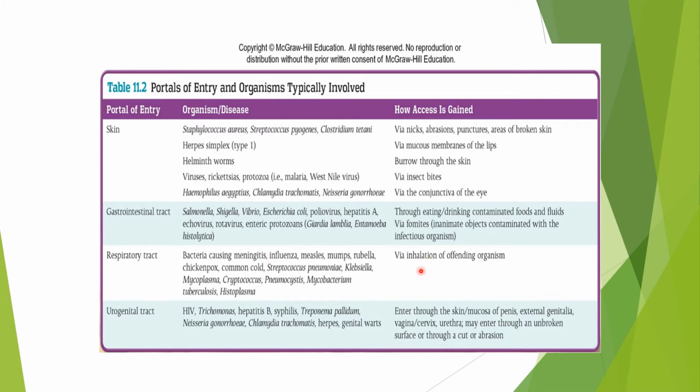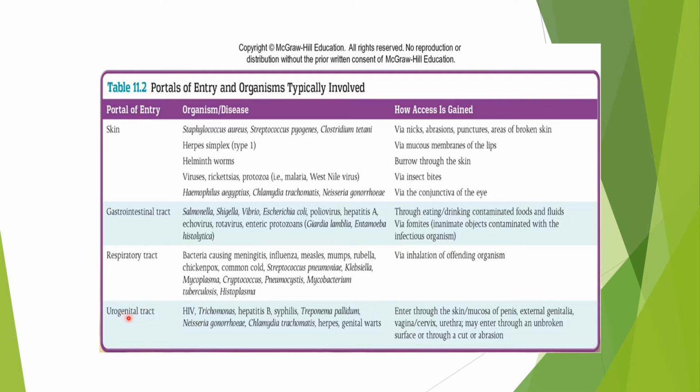We can even inhale them. A lot of the influenza viruses, the common cold, etc., you can inhale them, and that's how they can make you sick. Streptococcus pneumoniae, Mycobacterium tuberculosis, the one that causes TB, these again could be inhaled.